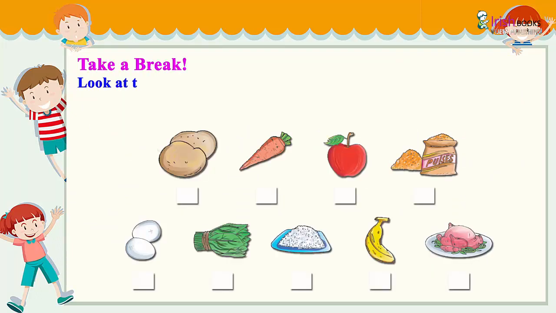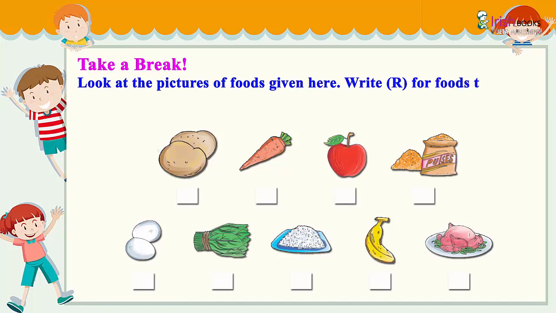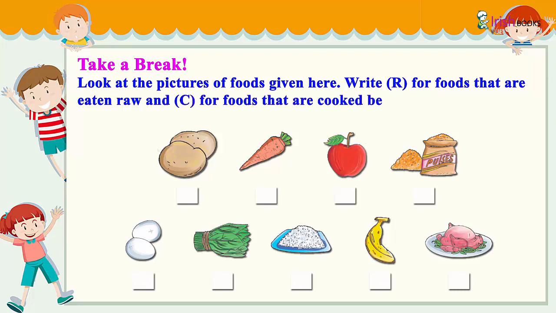Take a break. Look at the pictures of foods given here. Write R within brackets for foods that are eaten raw and C within brackets for foods that are cooked before we eat them.